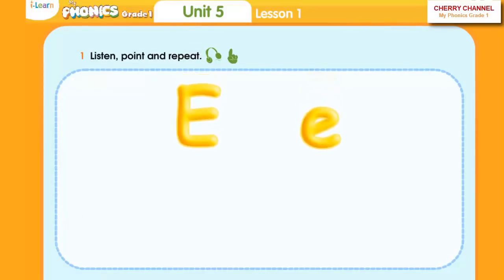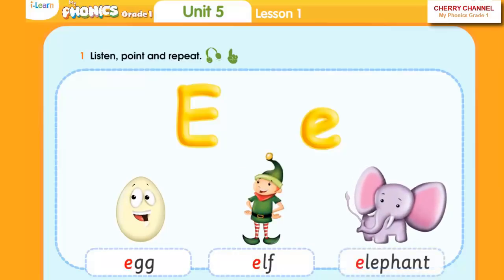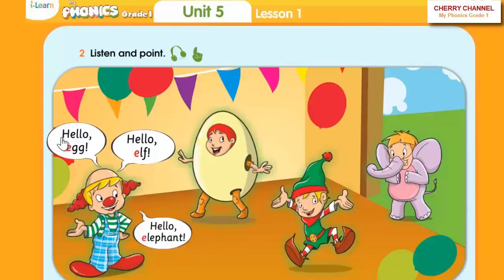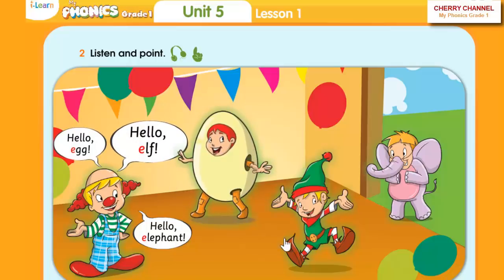This is the letter E. The letter E makes the E sound. Egg. Elf. Elephant. Egg. Elf. Elephant. Hello, egg. Hello, elf. Hello, elephant.